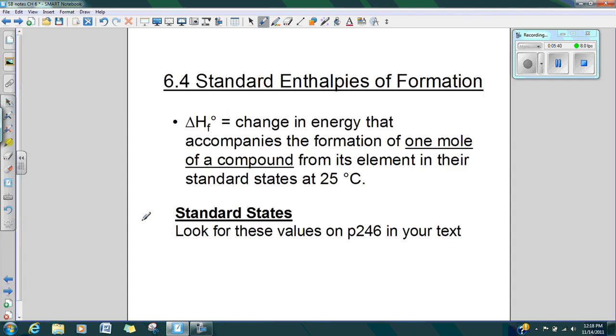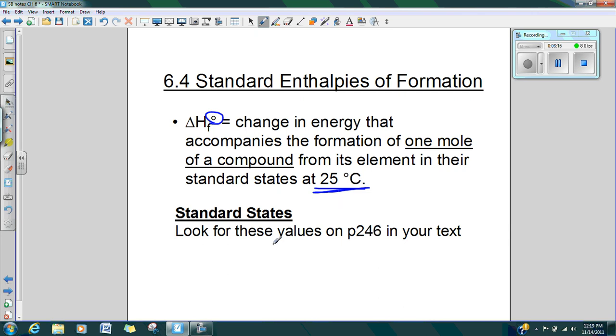And then the last thing that I want to talk about here is standard enthalpies of formation, the change in heat of formation at standard state. And this is what this means. Delta means change, Hf is heat of formation, and then the little degree sign there means standard conditions. So it's a change in energy that accompanies the formation of 1 mole of a compound from its elements in their standard states. Remember, standard state is 25 degrees Celsius, which is room temperature. Our periodic chart is referring to these.